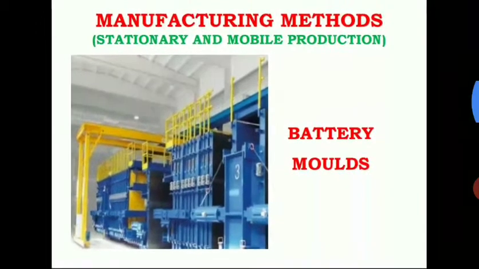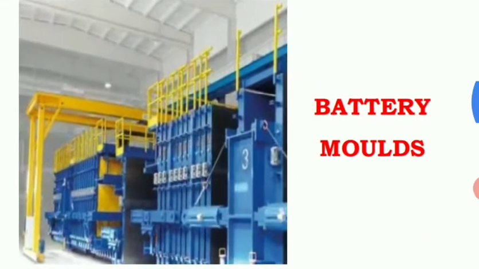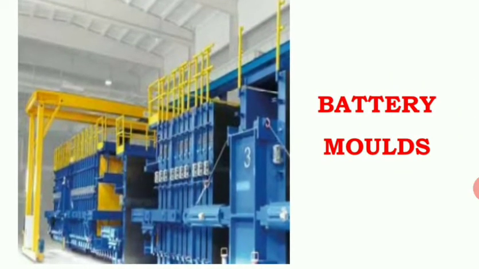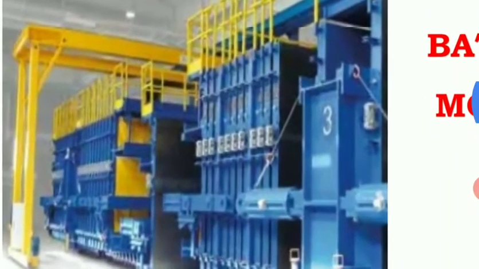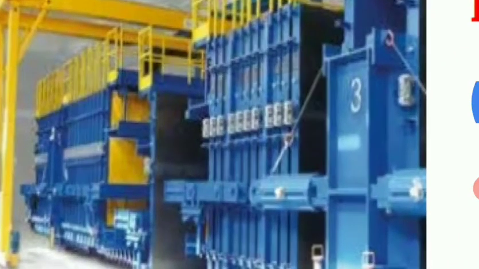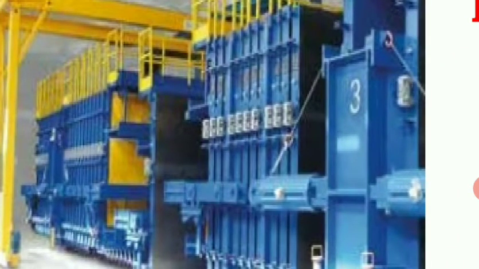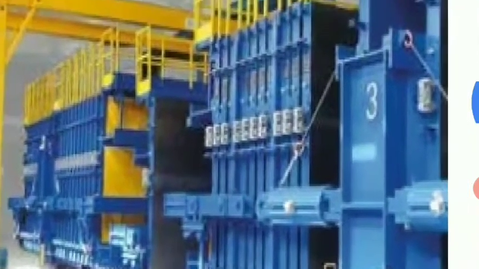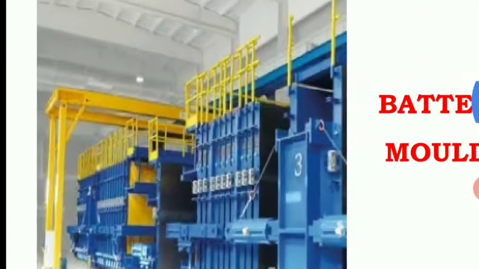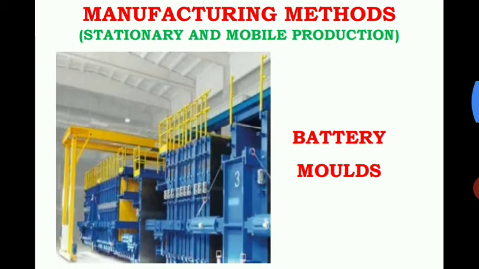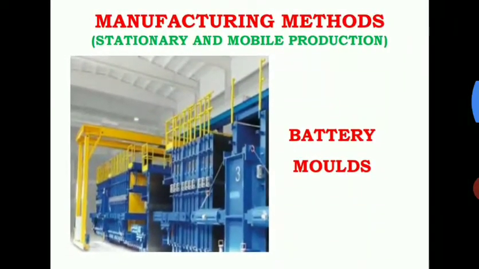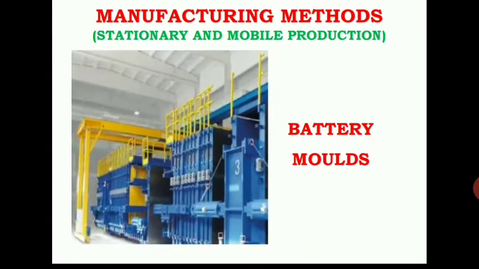So here in the stationary manufacturing methods, you can see the different processes, that is the battery molds. In this diagram you can see these battery molds, which are especially designed for the vertical manufacturing of solid walls and large area reinforced precast elements of different dimensions. The molds required in the manufacturing methods are done in the battery molds. So we'll watch a video on how exactly this manufacturing process can be done using these battery molds, which come under stationary manufacturing methods.